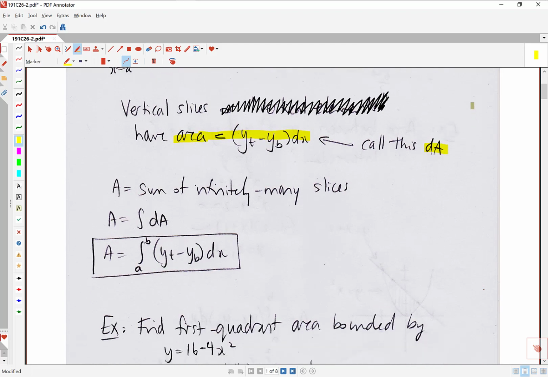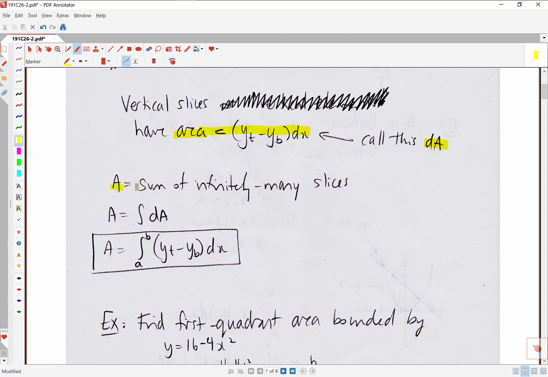Okay, then to get the area that we're looking for, we're going to say area is the sum of infinitely many of these slices. Or if you phrase that in terms of integrals, you would say area is the integral of dA, because the integral is really a sum of infinitely many, infinitely tiny things. And then that leads us to the formula that we're going to be using today. So area would be the integral over the appropriate x values, so integral from a to b, of what are we integrating? Well, just the area of one of those little vertical slices. So y top minus y bottom, all times dx.